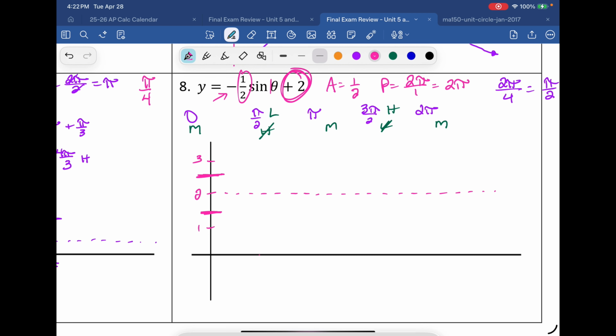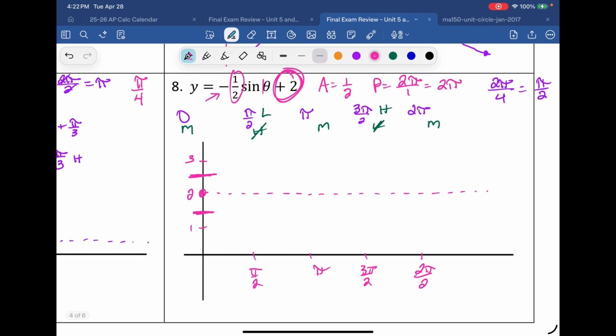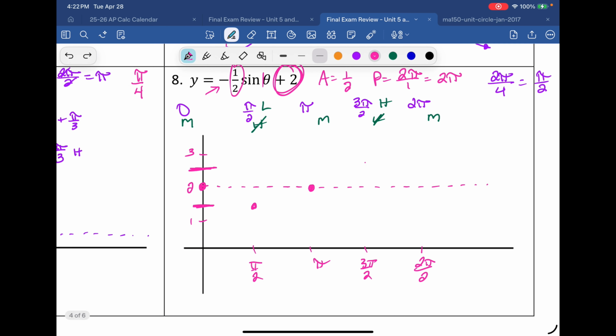All right, 1, 2, 3, 4. So pi over 2, pi, 3 pi over 2, 2 pi. All right, at 0, we start mid. Pi over 2 is low. Pi is back to mid. 3 pi over 2 is high. And 2 pi is back to mid.